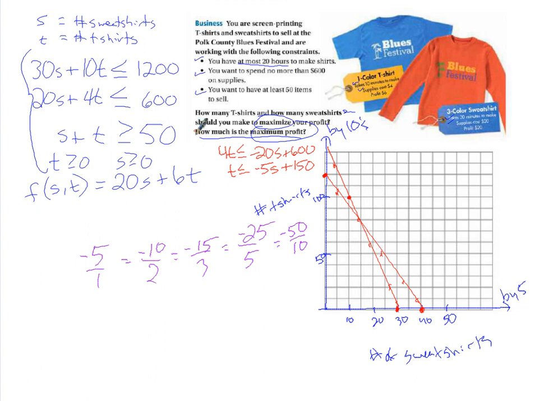This one is very easy to graph using intercepts. We have an S-intercept of 50, which is all the way over here, and a T-intercept of 50 as well, which is right there. We draw that one in there. Again, extremely accurately. And which way are we shading that one? Above.